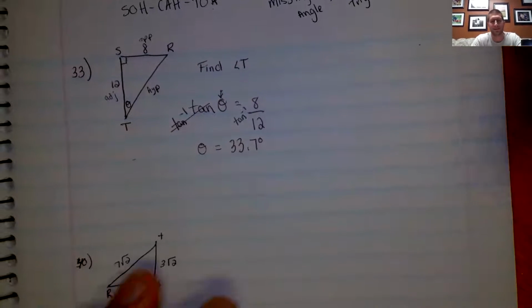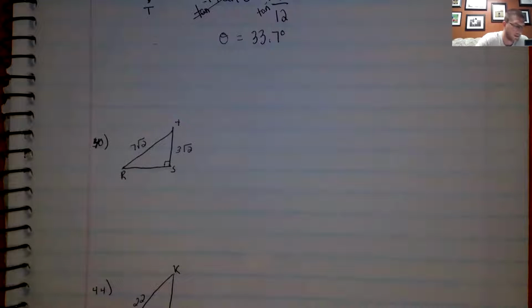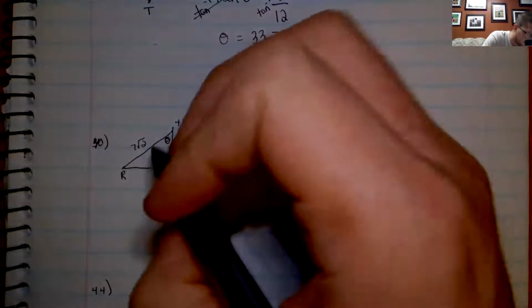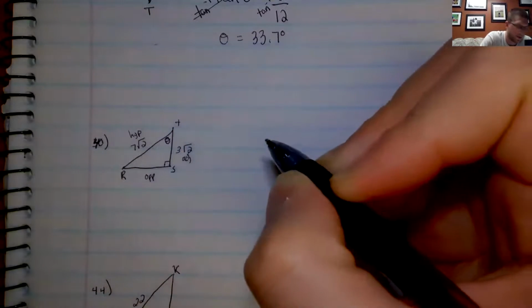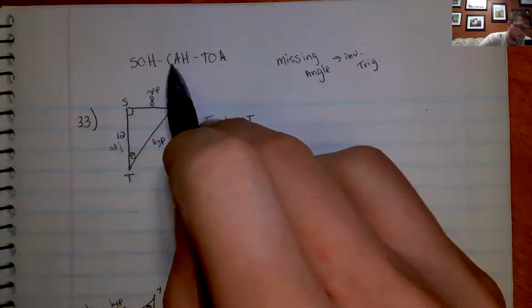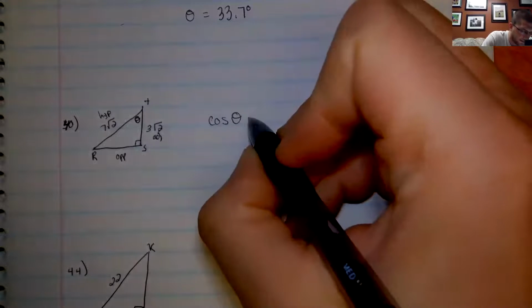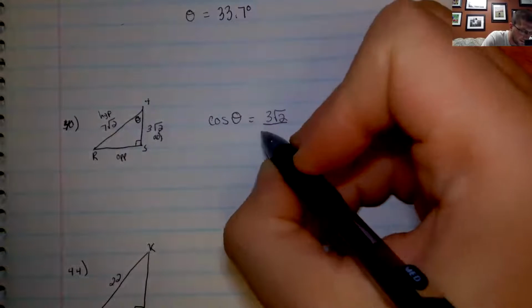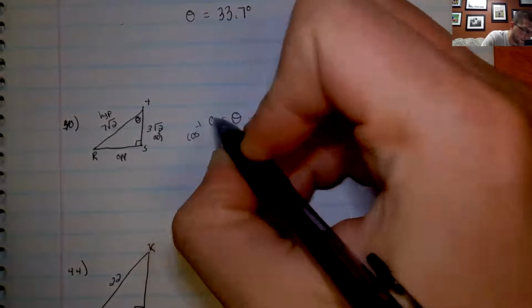All right, the next example looks something like this. This is number 40. So in number 40, they ask us to find angle T again. So angle T is up here. That's my missing angle. This is my hypotenuse, my opposite, and my adjacent. So I have the adjacent and the hypotenuse. So if we come back to our mnemonic device, adjacent and hypotenuse, that's going to be cosine. So cosine of my missing angle is going to be adjacent over hypotenuse. Right, now you could just take the inverse cosine of both sides.